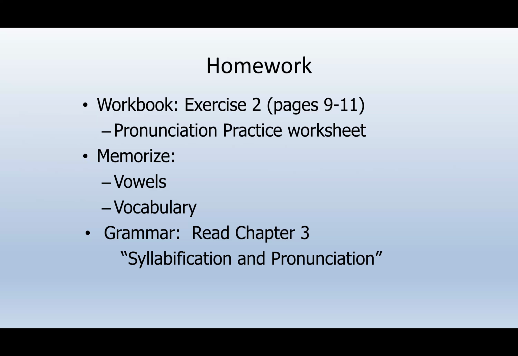So do the pronunciation practice and exercise 2. You want to make sure you have the vowels memorized, especially the short ones. You need to be able to recognize those, because that's going to make a difference in determining whether a shva is silent or vocal. And then you can go ahead and read chapter 3 before we meet again next time, and we will go over chapter 3 next week. Any questions?